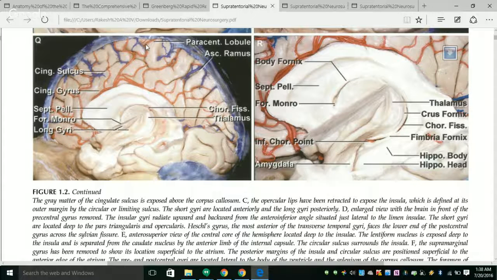Then in letter R, we have the enlarged view of the choroidal fissure. The choroidal fissure extends from the foramen of Monro to the inferior choroidal point, located behind the head of the hippocampus. The choroid plexus, which attaches along the choroidal fissure, has been removed. The outer edge of the choroidal fissure is formed by the body of the fornix in the body of the ventricle, the crus of the fornix in the atrium, and the fimbria of the fornix in the temporal horn.